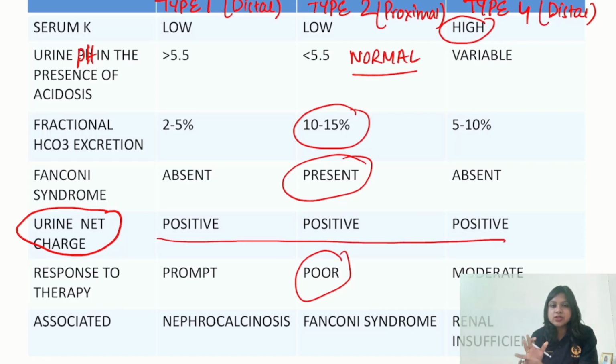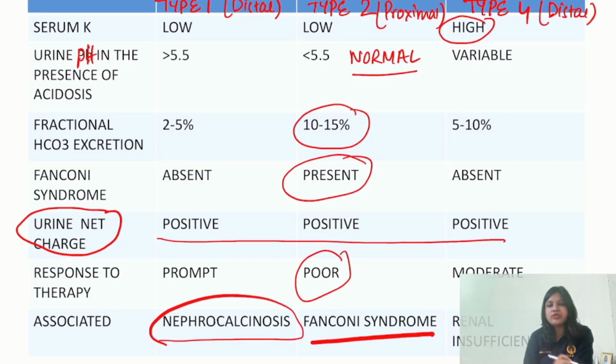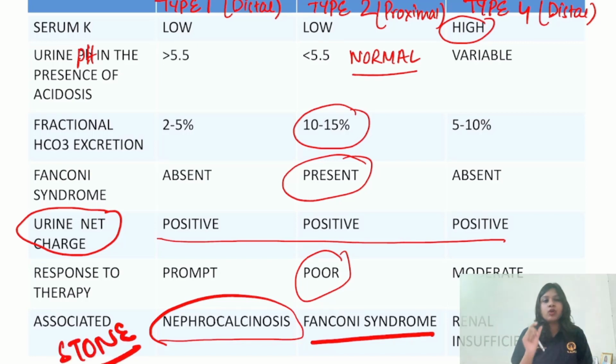If there is nephrocalcinosis, that is stones, that means it is associated with type 1. And already I told about the Fanconi syndrome. Since this is a revision class where we are going for a marathon of all the things, this is a very brief overview. Nephrocalcinosis in which RTA? Type 1. You can remember stone, S-T-O-N-E. So stone has the letter 1. So type 1 nephrocalcinosis. Fanconi syndrome type 2. It is not Fanconi anemia. Fanconi anemia is something else. It is Fanconi syndrome. So Fanconi syndrome in type 2 RTA.